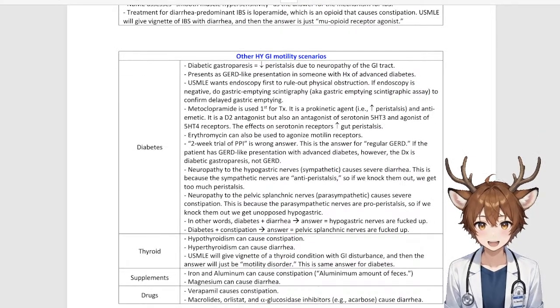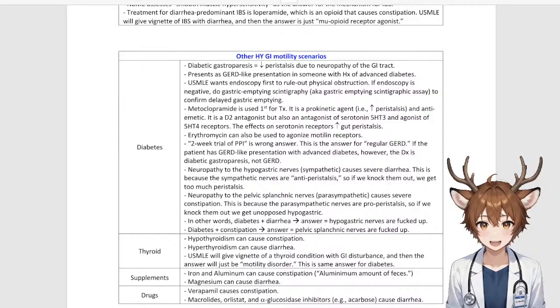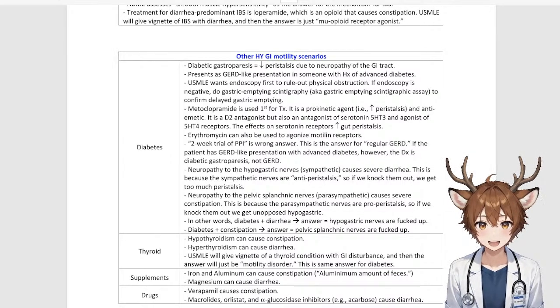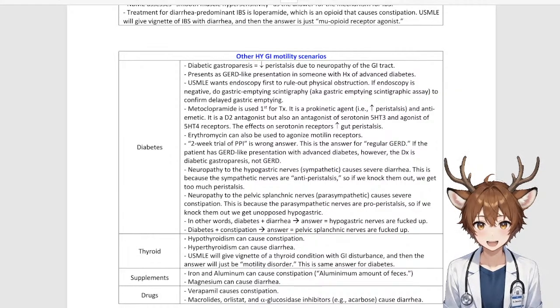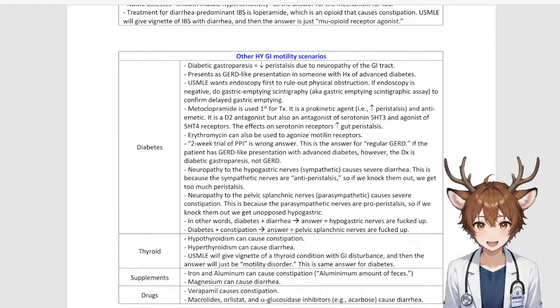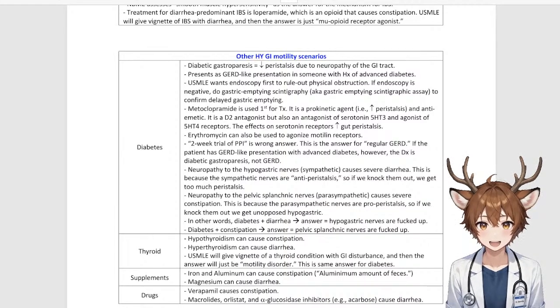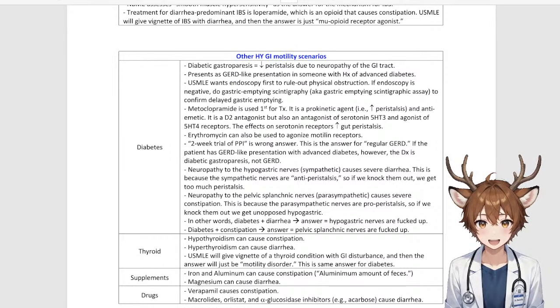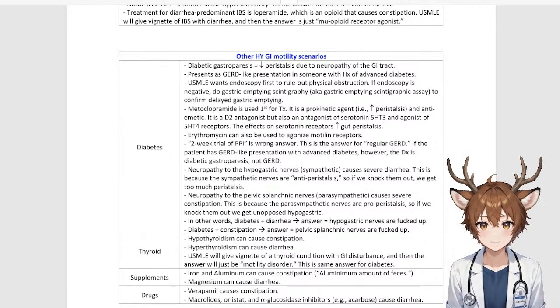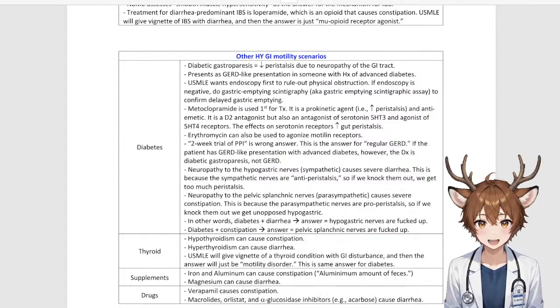Other high-yield GI motility scenarios. So here we have diabetes. Diabetic gastroparesis equals a decrease in peristalsis due to neuropathy of the GI tract, and presents as a GERD-like presentation in someone with a history of advanced diabetes. USMLE wants endoscopy first to rule out physical obstruction. If endoscopy is negative, do gastric emptying scintigraphy to confirm the delayed gastric emptying.